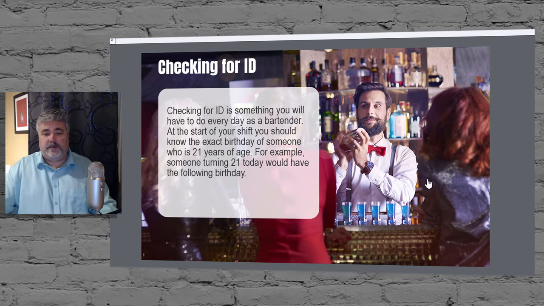So I have this sample project here where I'm teaching bartenders that they need to check for ID to know when someone is 21 years of age. In this case, we want to provide them a dynamic example of the advanced action calculating what someone's birthday would be if they were turning 21 today, or the day that this user is looking at this e-learning project.